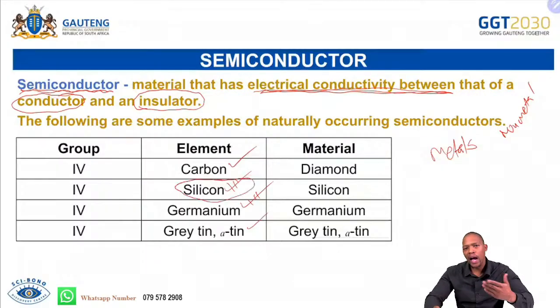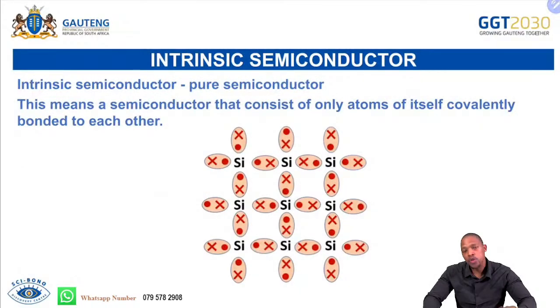To silicon, I can increase the temperature of silicon. That's what happened in grade 10. But is there something else that I can do? Before we jump into that, we need to have an understanding of an intrinsic semiconductor. What do we call an intrinsic semiconductor?